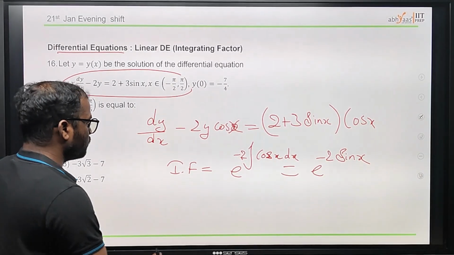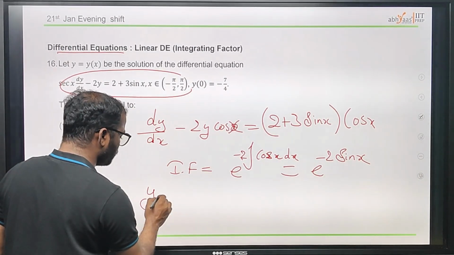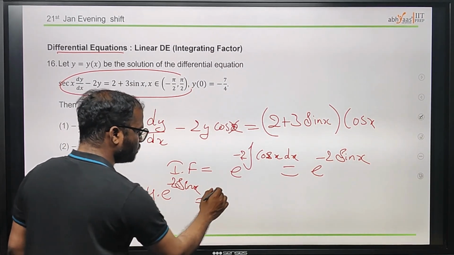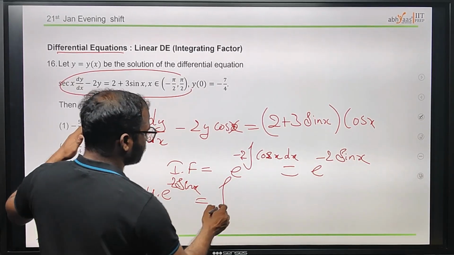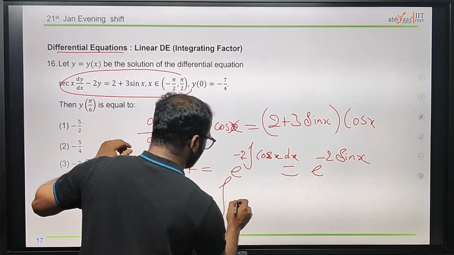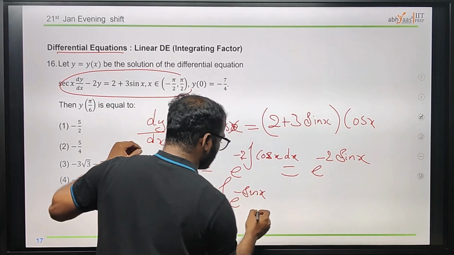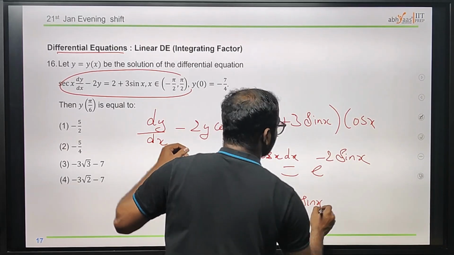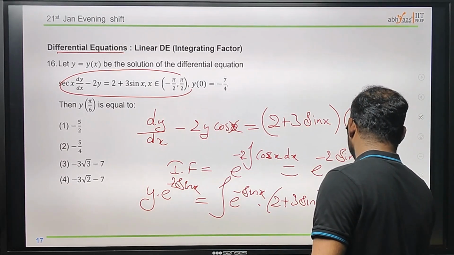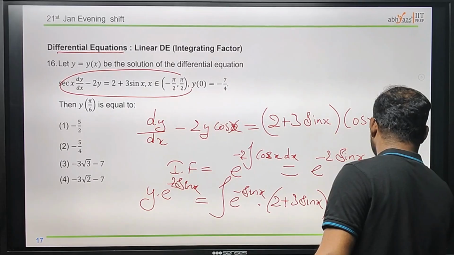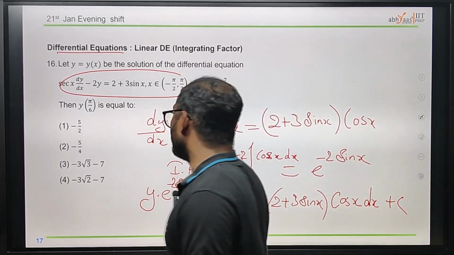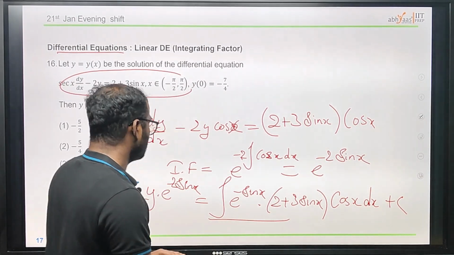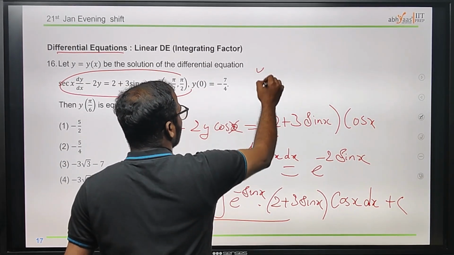Now we can just find the integral. Just put in the formula, we will have e power minus 2 sine x y, which is equal to this one, e power minus sine x into 2 plus 3 sine x into cos x dx plus c. Now you need to do integration by parts, or just use substitution. After integration by parts, you can solve this one.